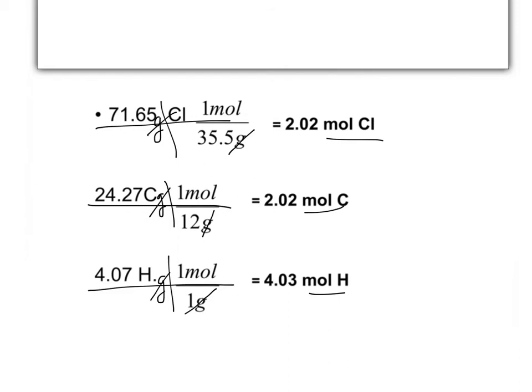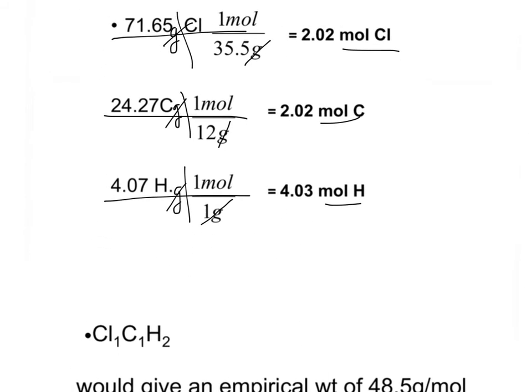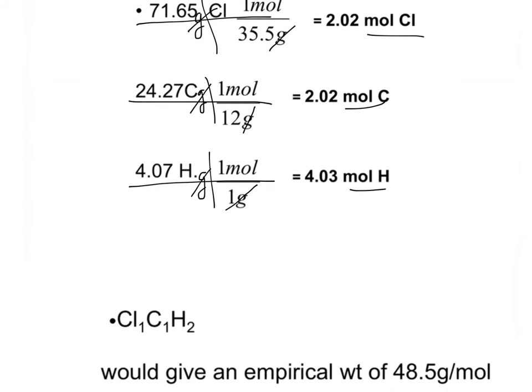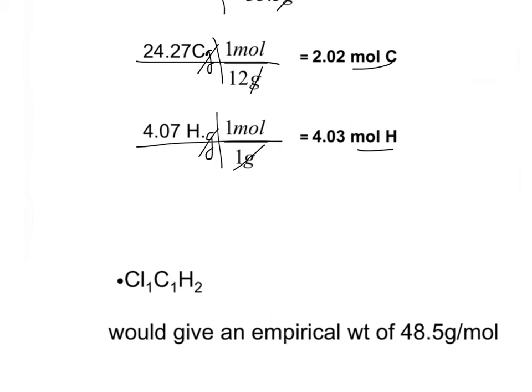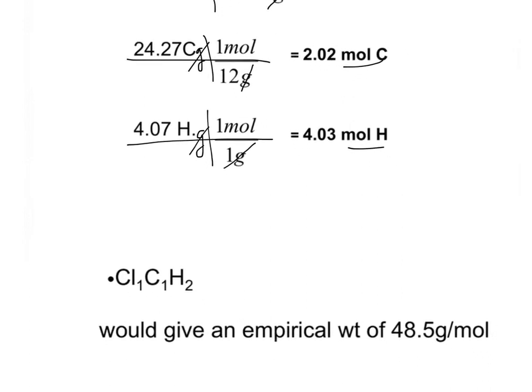We divide all of the numbers by the smallest number, which looks like it's 2.02 if we rounded to the hundredths place from the periodic table. And that will give us this molar ratio right here, which if you add it up together, gives you an empirical weight of 48.5 grams per mole. See what that is to the hundredths place, because when we're calculating from the periodic table those masses, we should be going to the hundredths place.